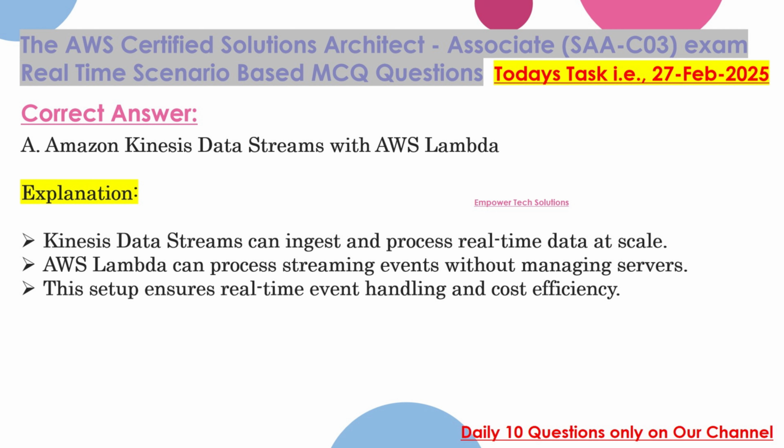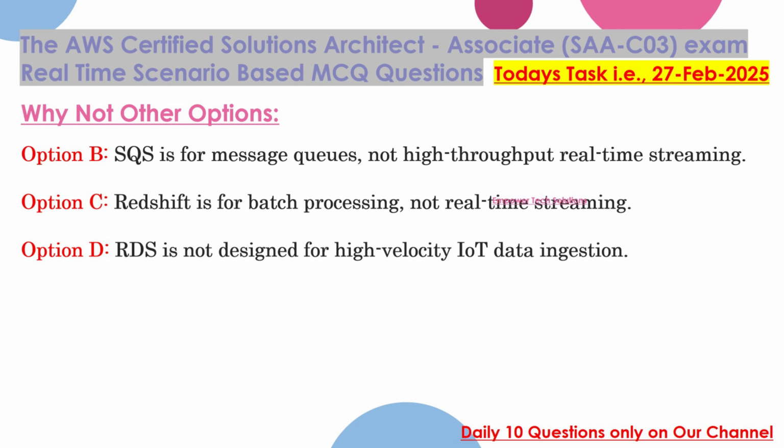Explanation: Kinesis Data Streams can ingest and process real-time data at scale. AWS Lambda can process streaming events without managing servers. This setup ensures real-time event handling and cost efficiency. Why not other options? Option B: SQS is for message queues, not high-throughput real-time streaming. Option C: Redshift is for batch processing, not real-time streaming. Option D: RDS is not designed for high-velocity IoT data ingestion.